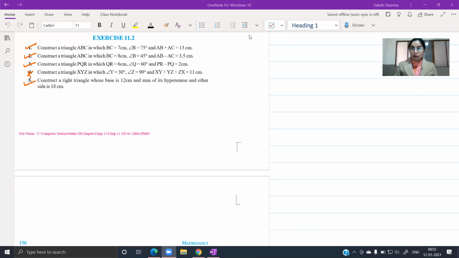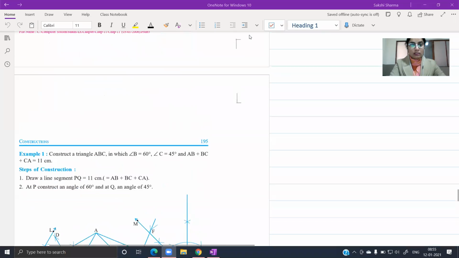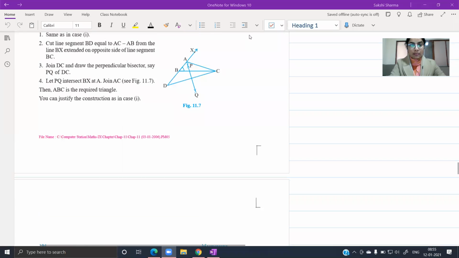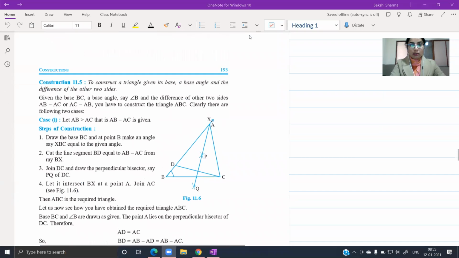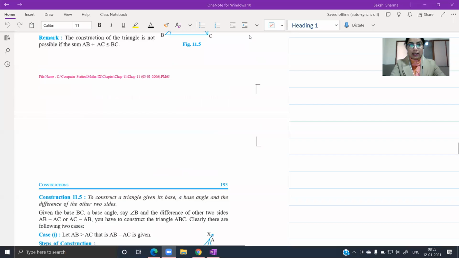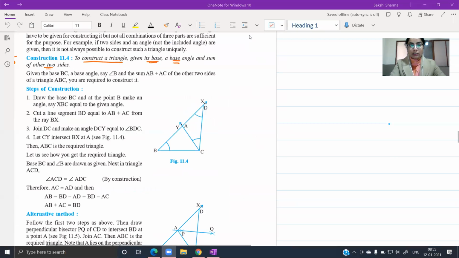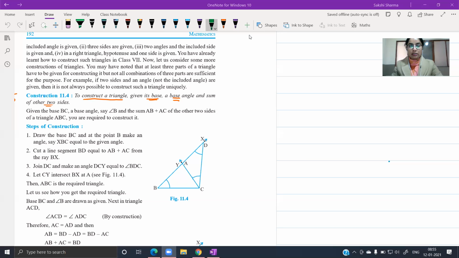Exercise 11.2, question number 2. Before we do question number 2 or question number 3, I will just go back to the types that we had in this chapter, types of construction. The first type was when you are given base side, base angle, and the sum of two sides. So this is the first type that we did here, construction of triangle, when you are given the base of the triangle, one of the base angles, and the sum of the other two sides.